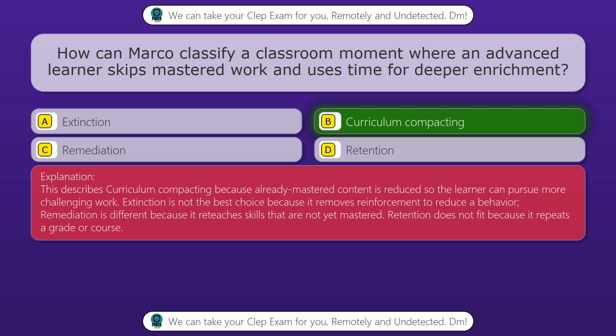This describes curriculum compacting because already mastered content is reduced so the learner can pursue more challenging work. Extinction is not the best choice because it removes reinforcement to reduce a behavior. Remediation is different because it remediates skills that are not yet mastered. Retention does not fit because it repeats a grade or course.